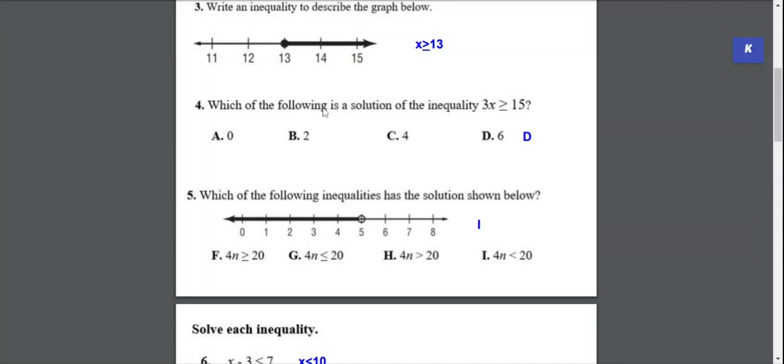We'll come back to this one. All right, let's go back to number 4. Which of the following is a solution of the inequality 3x is greater than or equal to 15?